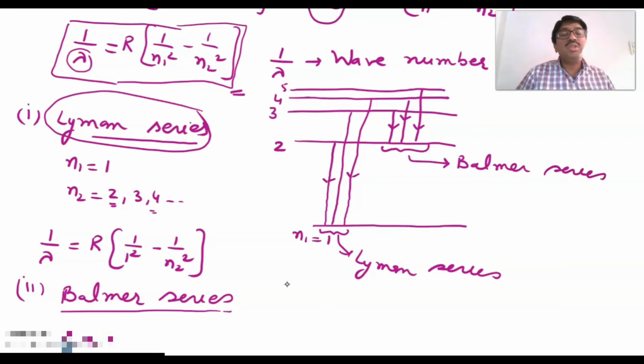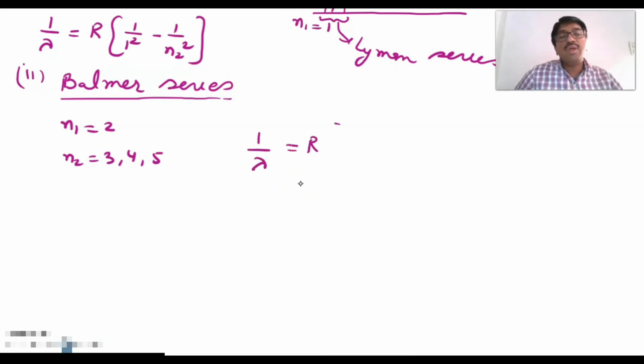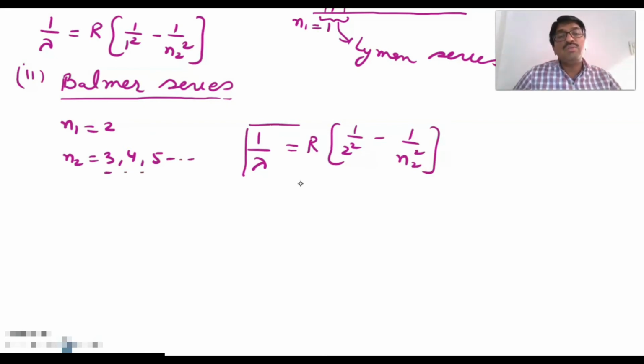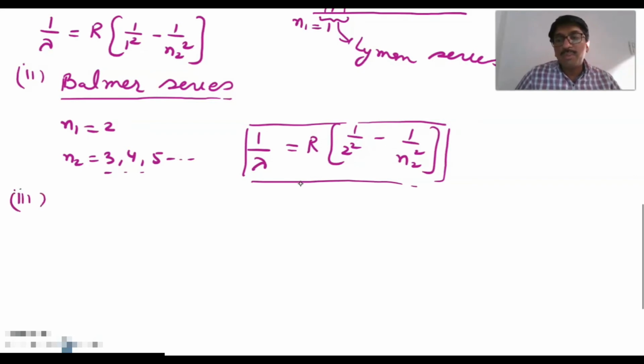The wavelengths of these photons are in Balmer series, and wave number for Balmer series becomes 1 upon lambda equal to R into 1 upon 2 square minus 1 upon n2 square, where n2 is 3, 4, 5 and so on. This is wave number for Balmer series and second series of hydrogen spectrum. Now third series of hydrogen spectrum is Paschen series.